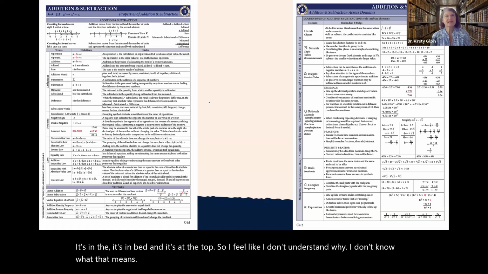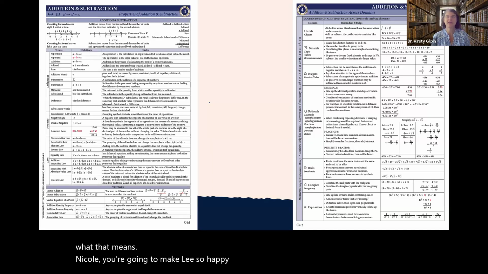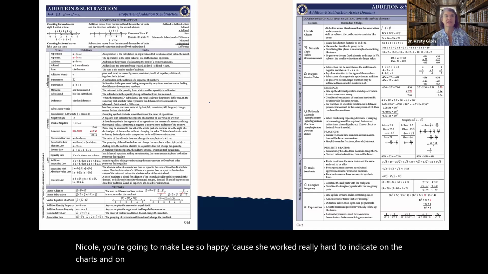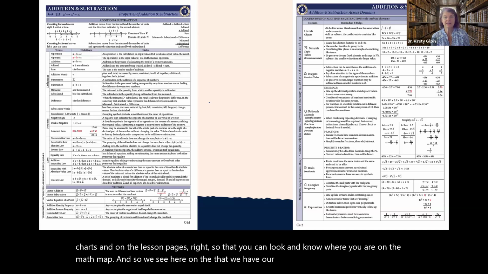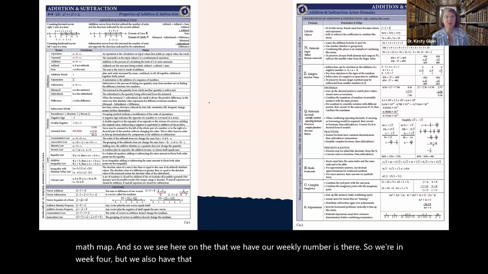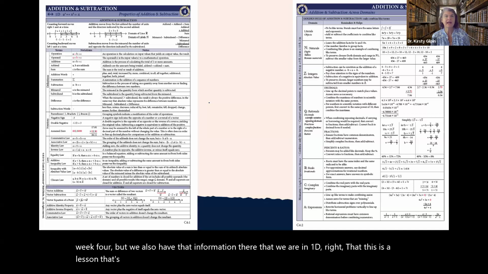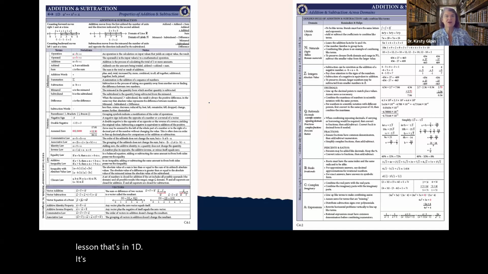Nicole, you're going to make Lee so happy because she worked really hard to indicate on the charts and on the lesson pages, so that you can look and know where you are on the math map. And so we see here that we have our weekly number. So we're in week 4, but we also have that information there that we're in 1D, that this is a lesson that's in 1D. It's represented by a line. So that gives us our grid.